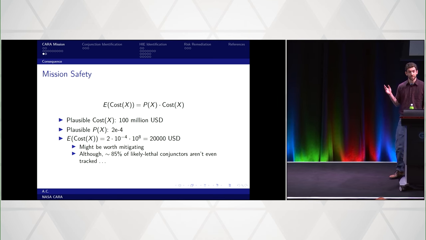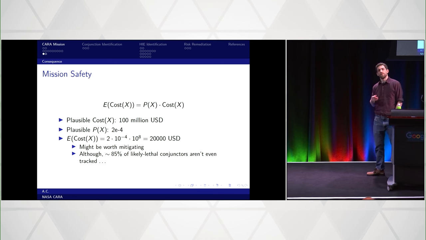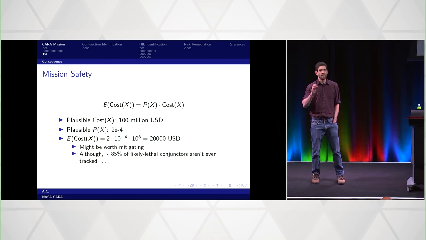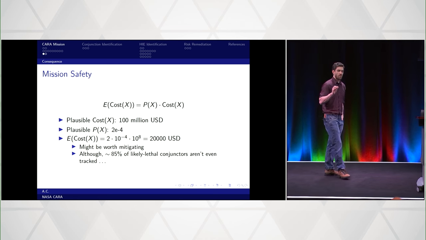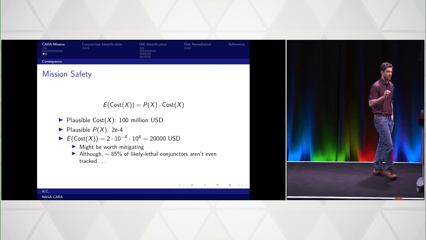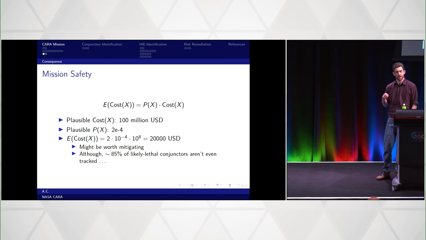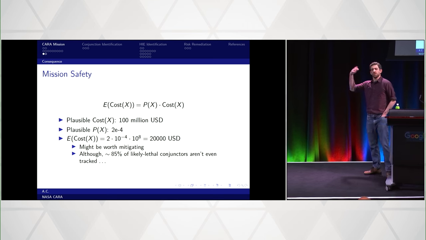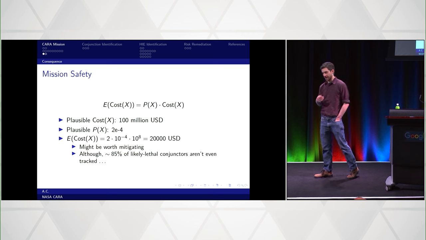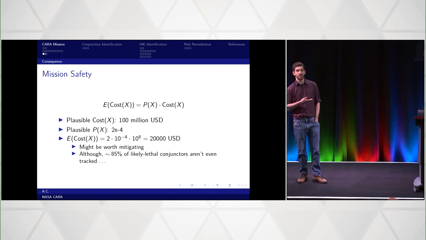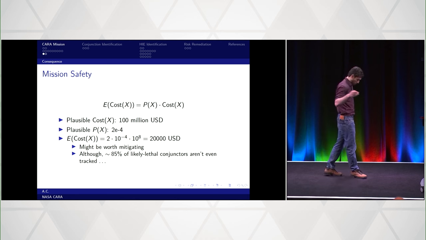And a plausible probability of collision, we can say 2e-4. That number is chosen with intent. 1e-4 is the boundary that CARA recommends for taking remedial action. This is a little bit above that, but not so far above that as to allow me to create an exorbitant expected cost. So we finish our back of the envelope calculation, and it's $20,000.